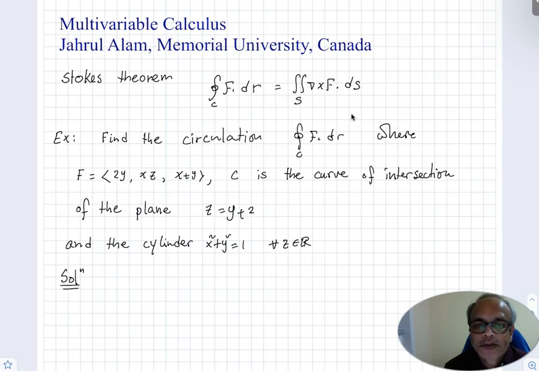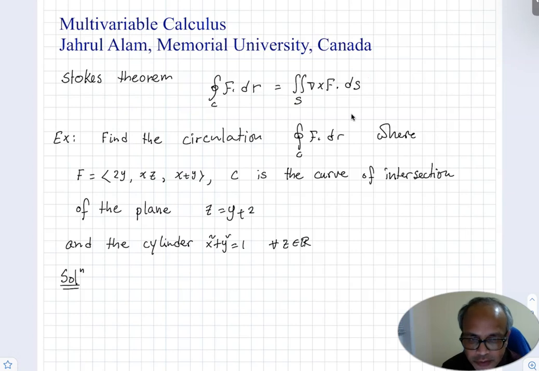In this lecture, I will be talking about Stokes theorem. I will give you an example and solve this example to illustrate Stokes theorem. Keep in mind that Stokes theorem takes a line integral, which is the circulation of a vector field, and converts it into a surface integral, which is the rotation or rotational flux out of the vector field, the flux of the curl of the vector field out of the surface.